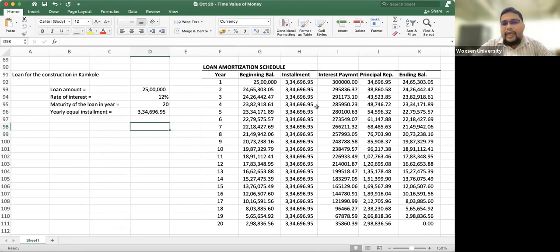After that, we did the loan amortization schedule, which is essentially the detailed breakdown of what you pay, and out of that payment, how much is interest payment, how much is principal repayment, and what is the ending balance every period. This detailed breakdown is called the loan amortization schedule. Now we are going to do this again for another case, where the loan will not be repaid every year, but every month. Do you want to see how to do that?